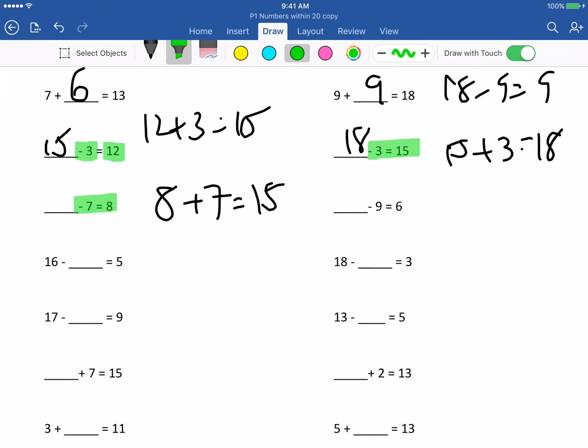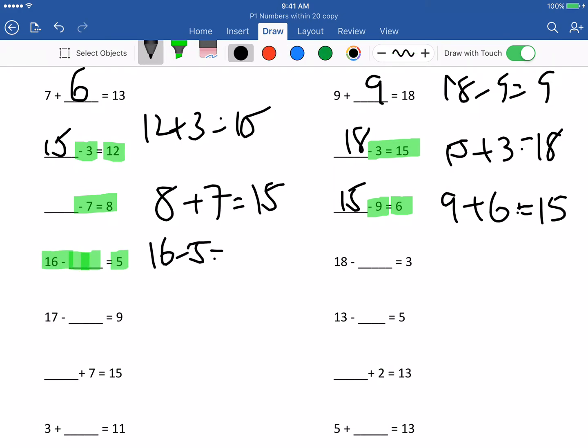Next one, what number must you subtract 9 from so that it gives you 6? The answer will be 9 plus 6, which is 15. Okay, well, 16 minus blank gives you 5. So what's the answer? 16 minus 5, 11.